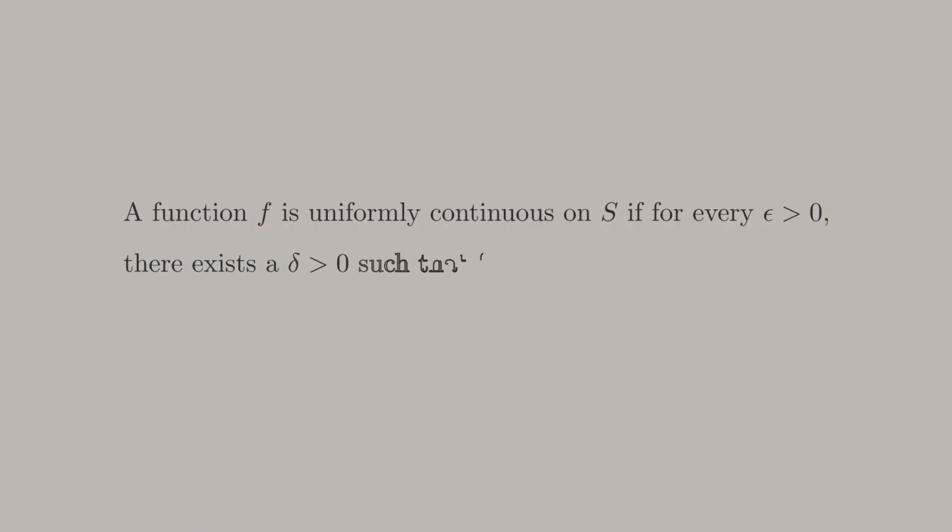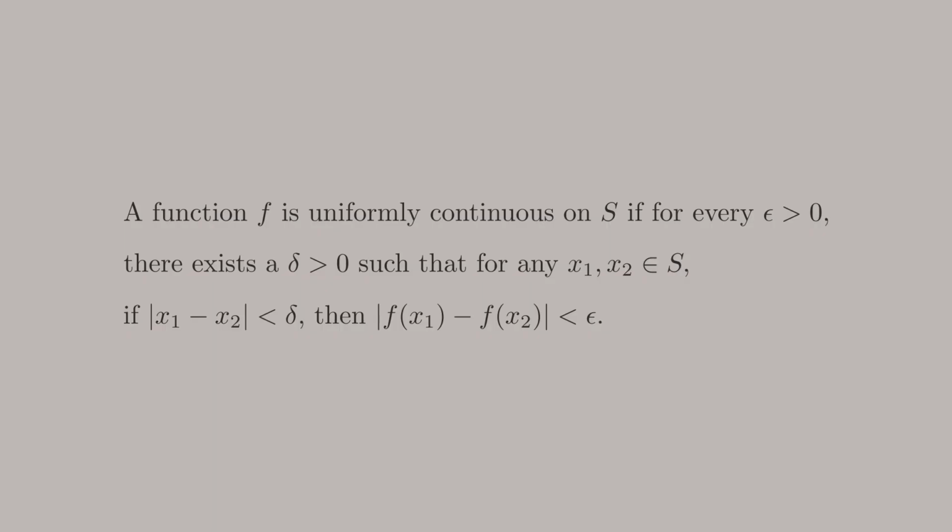So let's look at the definition of uniform continuity. For every epsilon greater than 0, there must be a delta greater than 0, such that for any two x values, x1 and x2, if they are closer than delta units apart from each other, then their y values are less than epsilon away from each other. Notice that delta depends only on epsilon, not on the specific point.